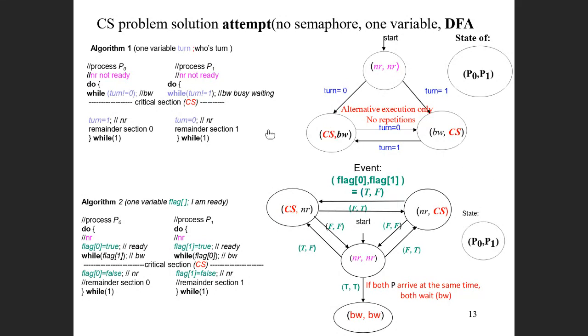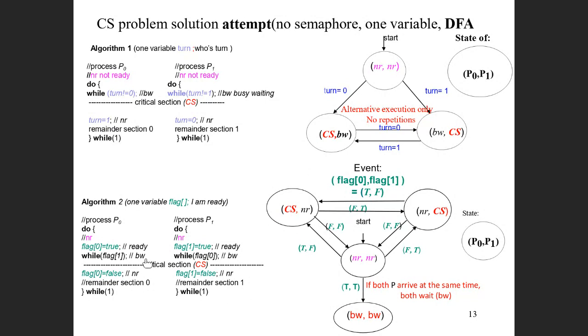The only arrow leading from the CSBW state is the arrow which symbolizes turn equals 0. The only arrow which leads from the BWCS state is the arrow with the value of turn equals 1, in alternation. There is no other way out of those states. So if the process P0 is being executed and turn is 1, obviously the second process cannot be executed. It lasts a long time.